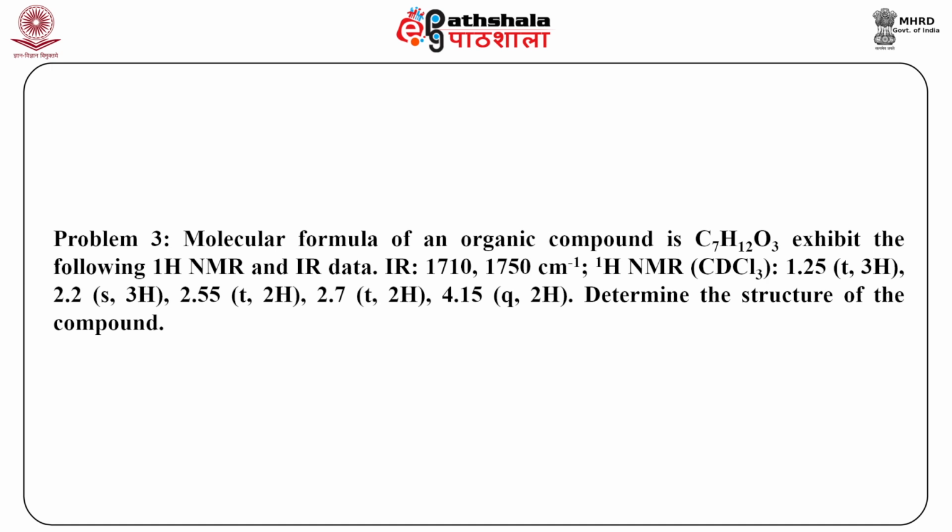And coming on to the proton data, all the values in ppm. First one is 1.25, which occurs as a triplet accounting for 3 hydrogens. Another one at 2.2 ppm with a singlet accounting for 3 hydrogens. Another signal at 2.55 ppm, a triplet with 2 hydrogens. Another signal at 2.7 ppm, a triplet with 2 hydrogens. The last signal is 4.15 ppm with a quartet accounting for 2 hydrogens. Now, we have to determine the structure of the given compound.